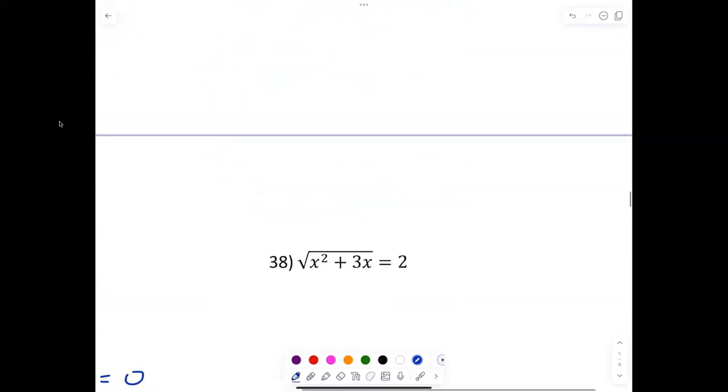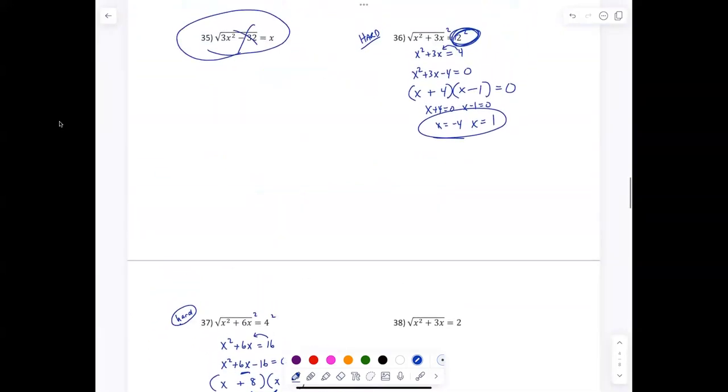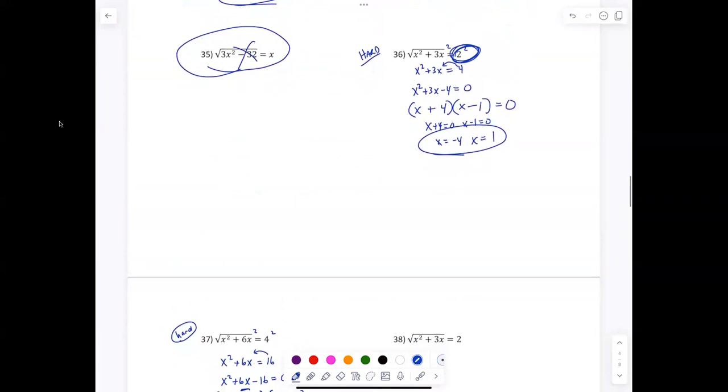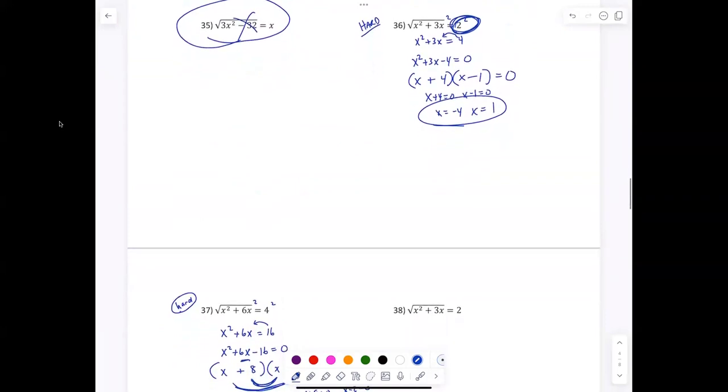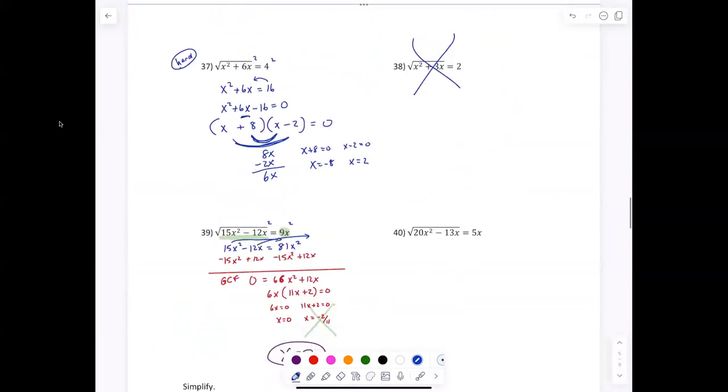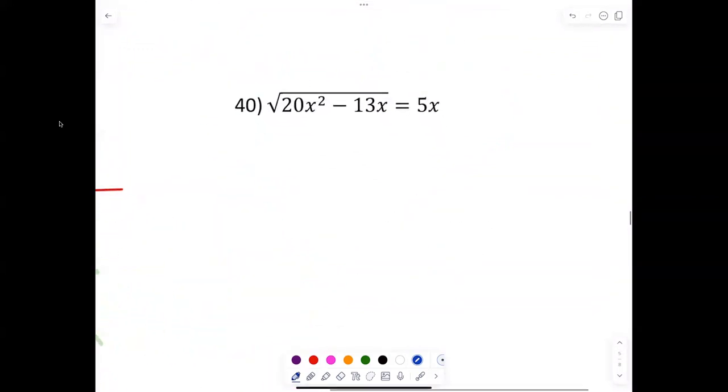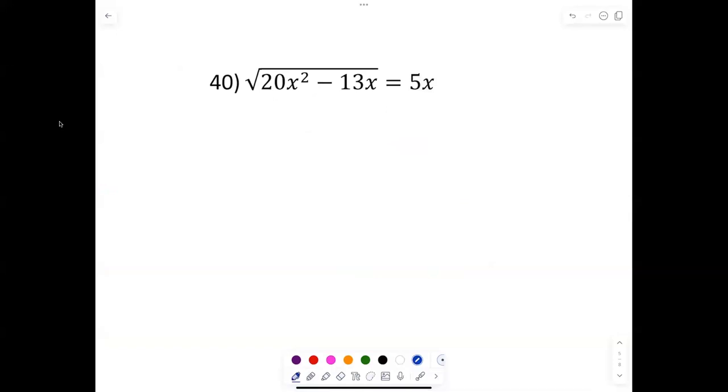That was the same problem, right? X squared plus 3x equals 2. That's the same one, right? Yeah, so cross out 38. All right, let's knock out 40 now. Got a little bit left.